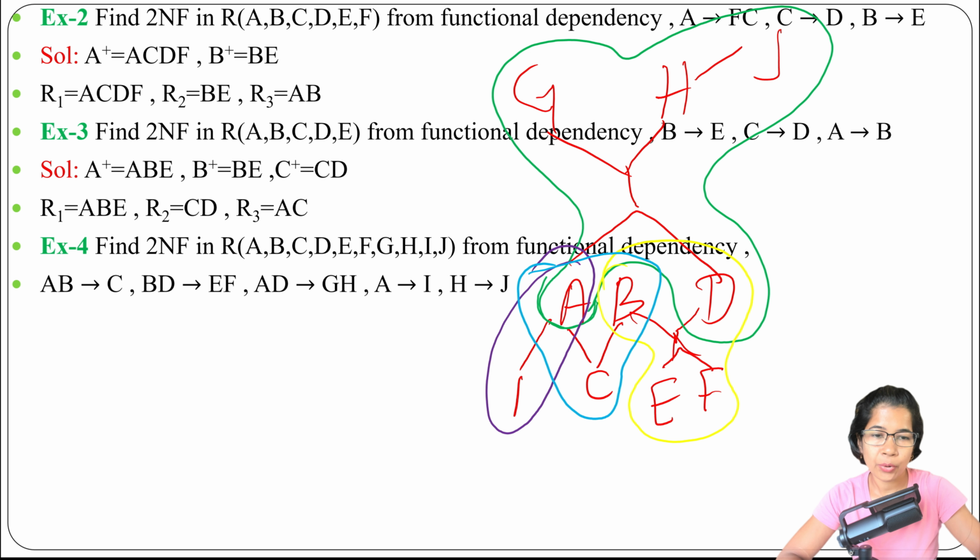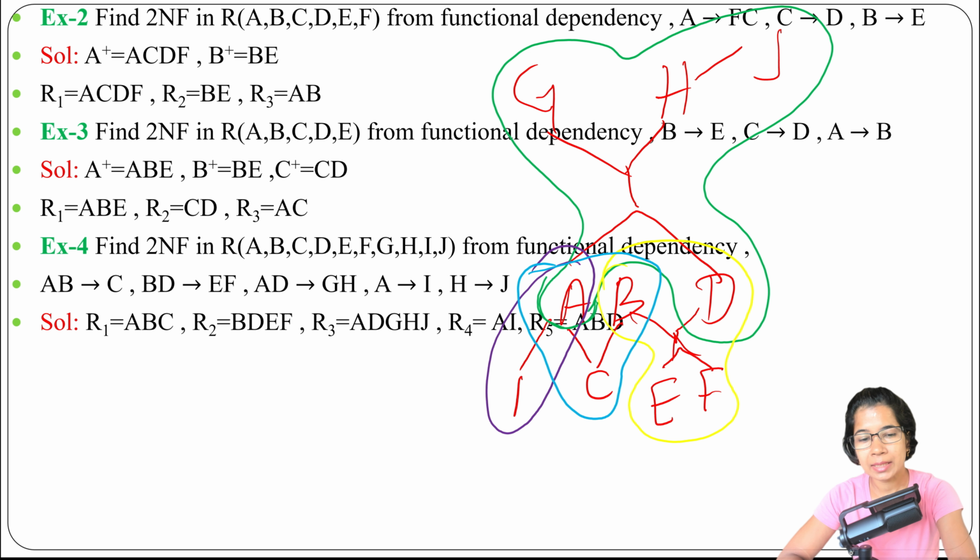So there are 4 separate table based on the partial dependency. Rather than that, there will be one more table that will contain the primary key of all table. So total there will be 5 table. R1, A, B, C. Here A, B is the key. R2, B, D, E, F, B, D are the key. Then R3, A, D, G, H, J. Here A, D are the key. Then R4, A, I, A is the key. So these are according to the division, according to partial dependency.